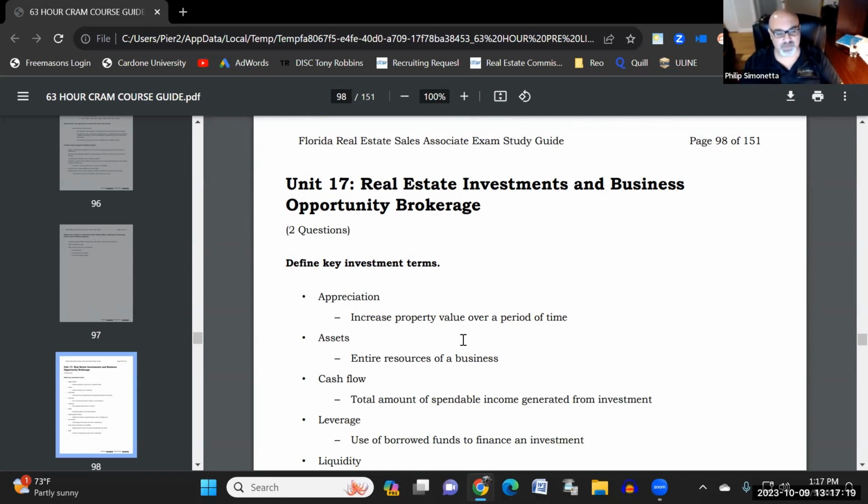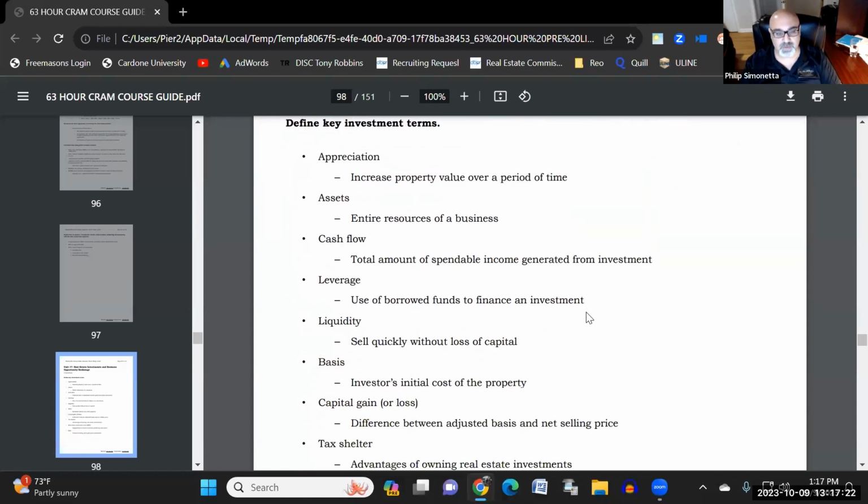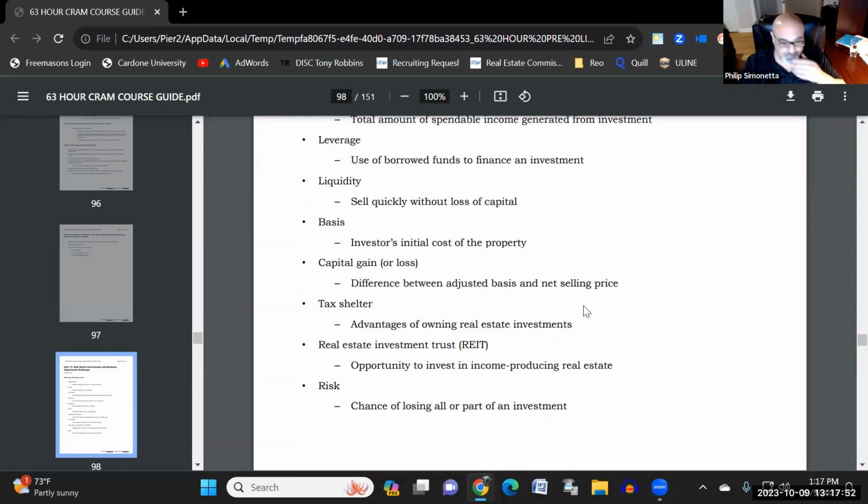So you need to be able to define key investment terms. You have appreciation, that's the increased property value over a period of time. Assets, entire resources of a business. Cash flow, total amount of spendable income generated from investments. Leverage, use of borrowed funds to finance an investment. Liquidity is to sell quickly without loss of capital, to be able to sell it quick and get your money, right? Get out of it.